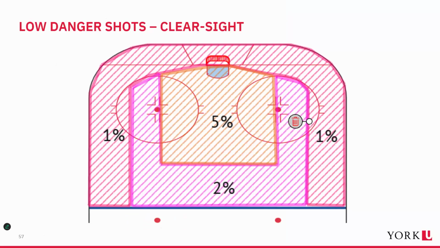So if we look at it on a heat map, this is what it would look like. The first 6 feet from the wall in is about 1%. The next 6 feet is about 2%. The slot area is about 5%. Low slot, so below the hash marks, is about 8%. But in general, it gives you an example that we want to have passes with shots off the pass to have a higher shooting percentage.